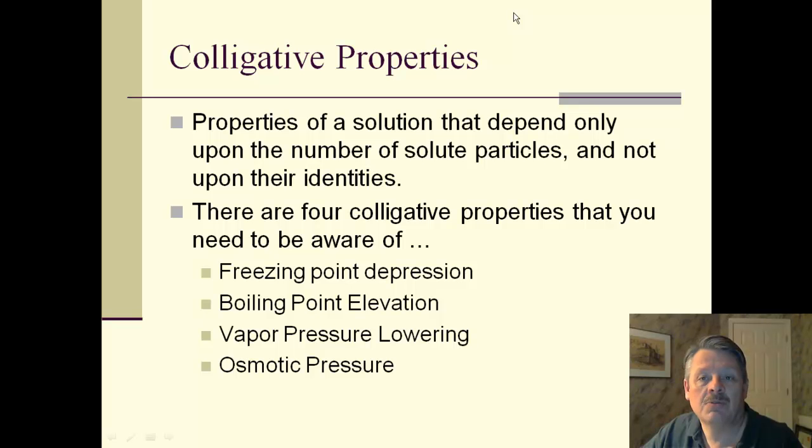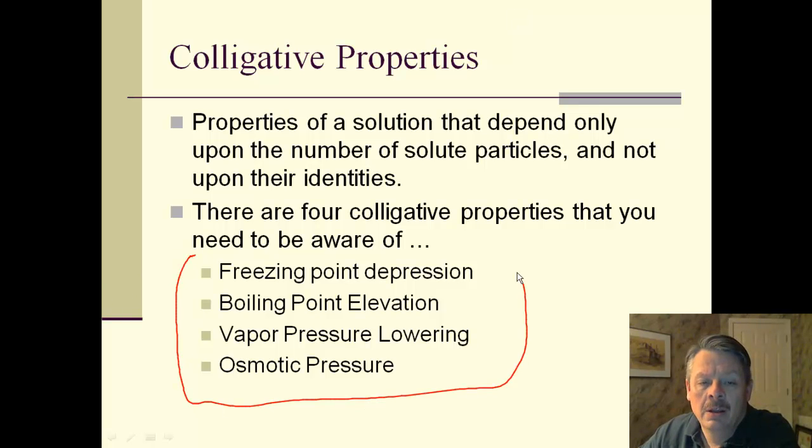So those are your 4 colligative properties: the freezing point depression, boiling point elevation, vapor pressure lowering, osmotic pressure. You need to know what they are, and you need to focus on the first 3, because the first 3 are what we focus on in chemistry.